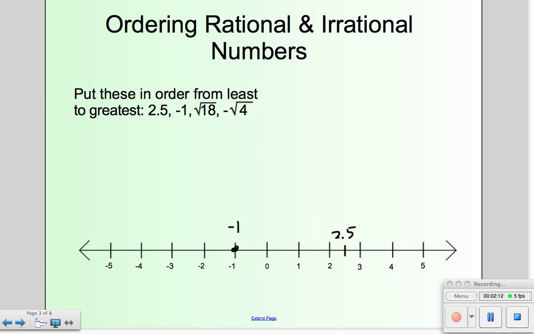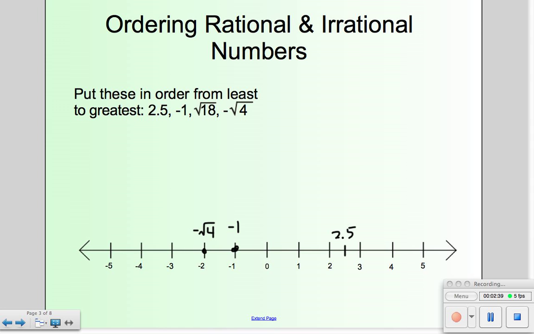Square root of 18. We're going to hold on to that number for a while because this looks like it might be a weird number. So let's do this negative square root of 4. We already said that was going to end up being -2. So we have it right here and we're going to write it in its original form. Negative the square root of 4. Now all that's really left in terms of ordering is just where the heck that square root of 18 goes.